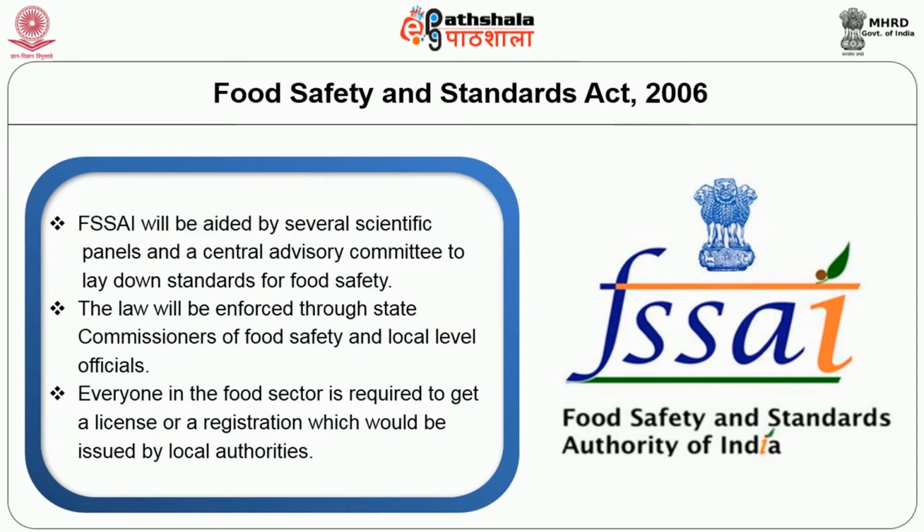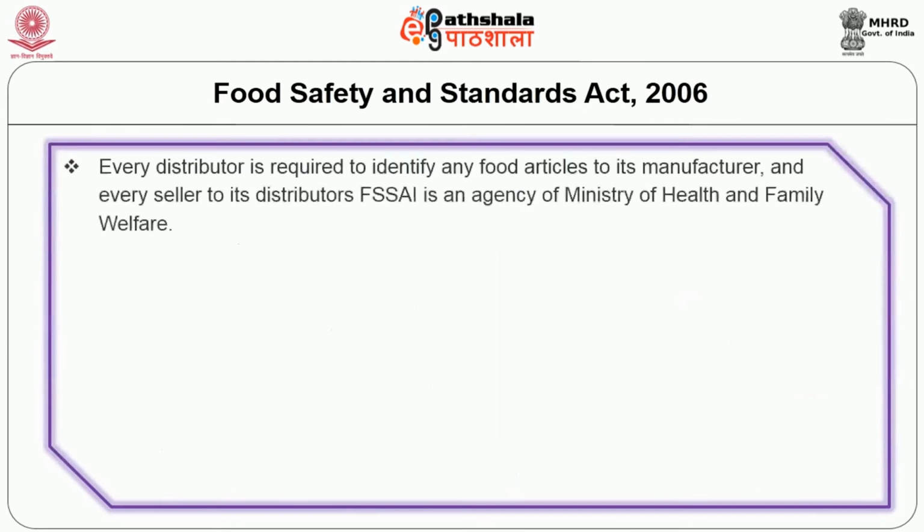FSSAI will be aided by several scientific panels and a central advisory committee to lay down standards for food safety. This law will be enforced through the state commissioners of food safety and local level officials. Everyone in the food sector is required to get a license or a registration, which would be issued by local authorities. Every distributor is required to identify any food articles to its manufacturer and every seller to its distributors.